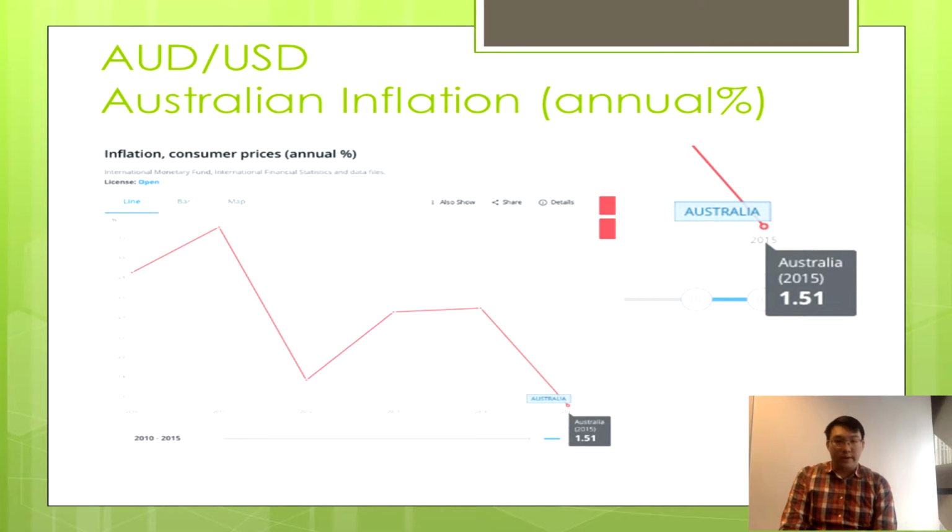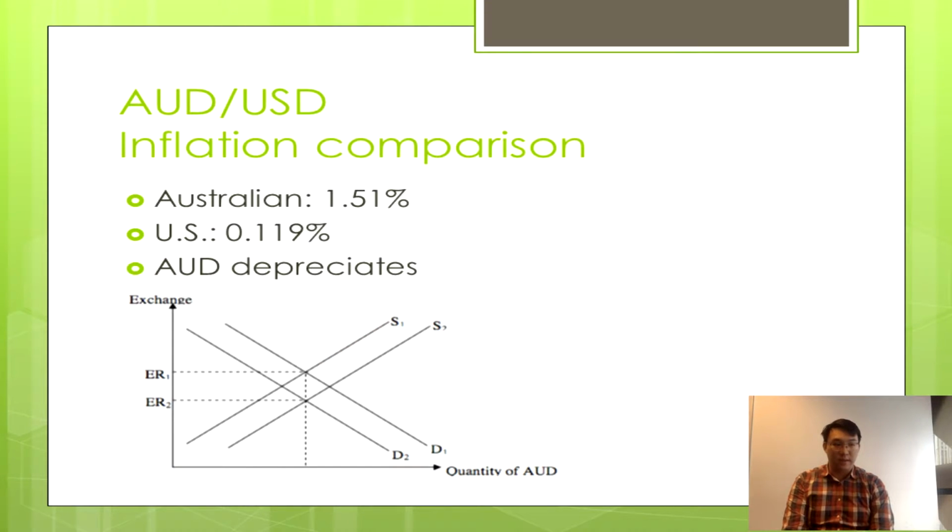According to the World Bank, as shown by this graph, currently Australia has a higher inflation rate than that of the United States. As a result, there will be a decrease in the demand for the Australian dollar, as our weaker dollar becomes less competitive in the global markets for purchasing commodities and resources. This, in turn, will cause a drop in the demand for the Australian dollar, shifting the demand curve over to the left-hand side.